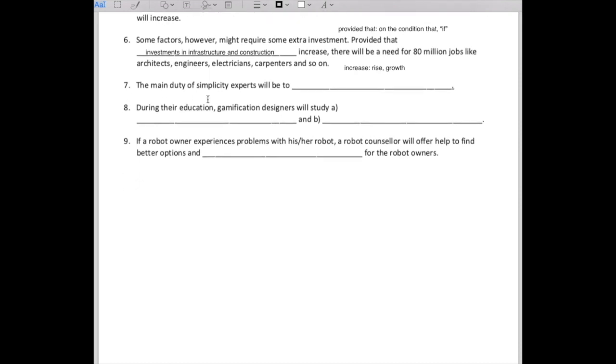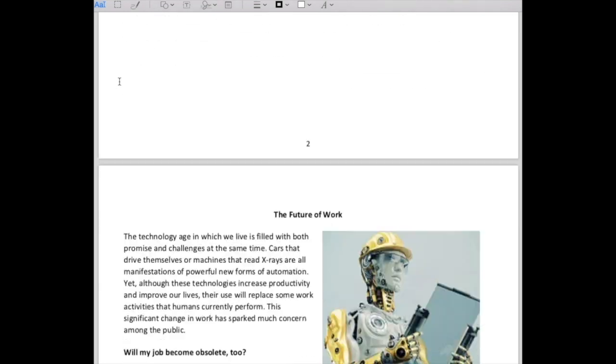The main duty of simplicity experts will be to. So what are we looking for? We're looking for a verb. Most probably we're looking for a verb and other things after the verb, maybe an object. But still, we need to look for a verb. Now the main duty, main, a synonym of main can be principal, primary, fundamental. Duty, well, this is very important, maybe a task, maybe a job, maybe a responsibility. And the key word is simplicity experts. Okay, let's scan the text for simplicity experts.